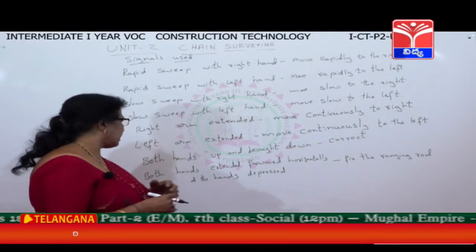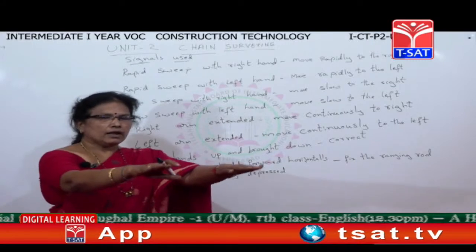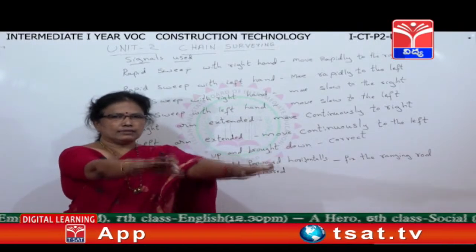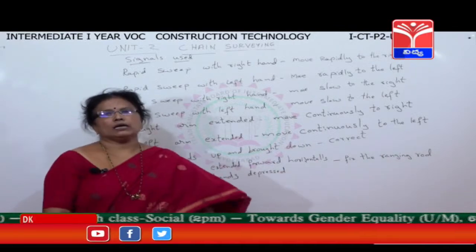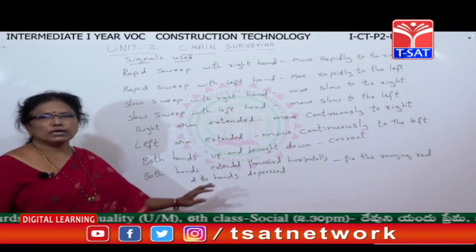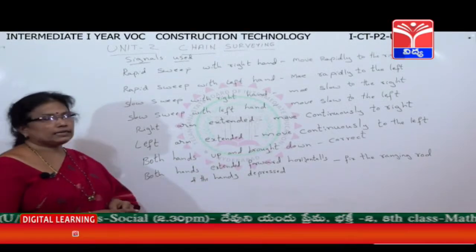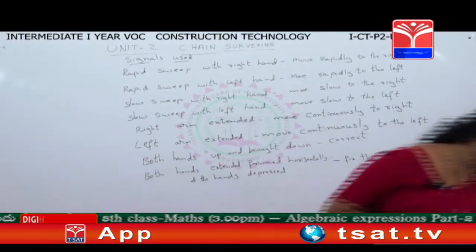The alignment is correct. Next is both hands extended forward like this and they are depressed. That means you have to fix the ranging rod. These are the signals followed in the field. Hope it's clear. Now next is one more thing, sloping ground.